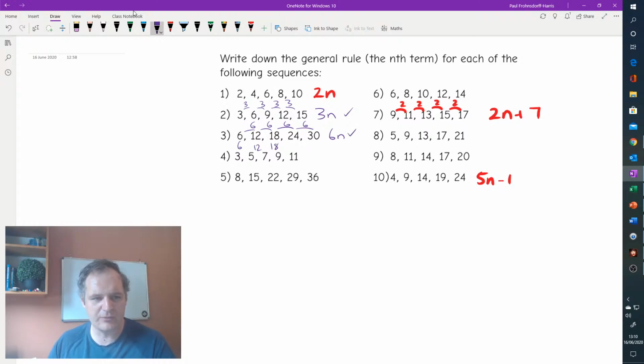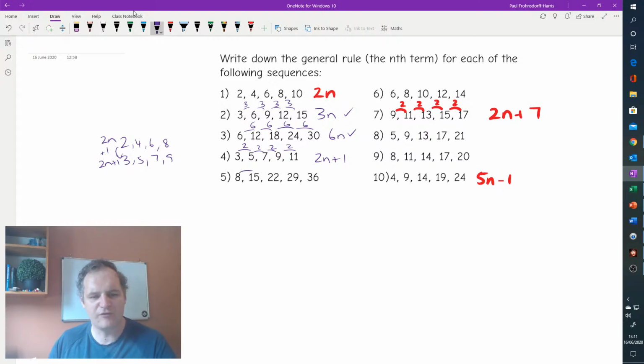This is the first one where it's going to be slightly different. Let me rub out those 6 and 12. Uh-oh. The gap is 2, but the 2 times table is 2, 4, 6, 8. We want 3, 5, 7, 9, so we have to add 1. Always look from the times table. This is 2n, so this is 2n plus 1. So we're going to have 2n plus 1 here.